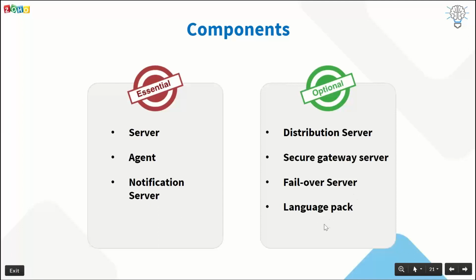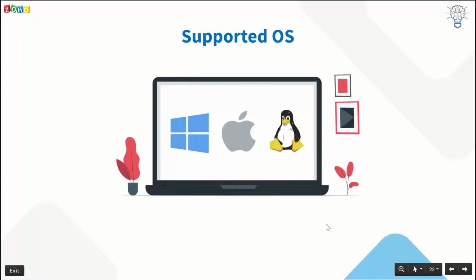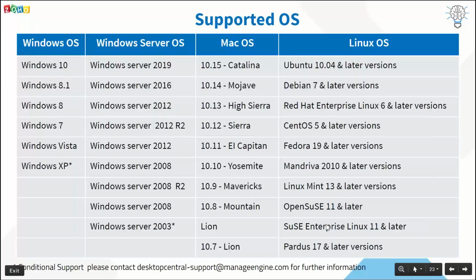Further, we also offer regional language pack, which can be used according to your organization's requirements. As for the supported operating systems, Desktop Central can be used to manage Windows, Mac, and Linux endpoints. The Desktop Central server, however, has to be hosted on a Windows platform. So here you can find a complete list of operating systems supported by Desktop Central. To know more details about this, you can reach out to our support team, or you can check out our supported applications page.